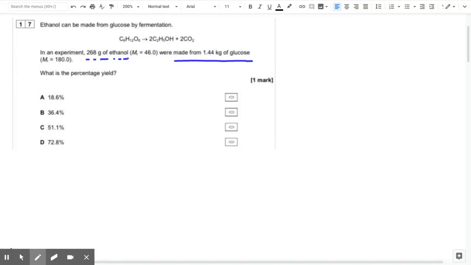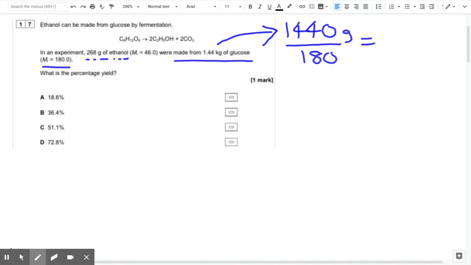So take our 1.44 kilograms. Obviously, as usual, have to convert into grams. So we know that that's 1440 grams. Need to convert that into moles. We are given the RFM of glucose, which is quite nice. So we can divide that by the RFM, which is 180. That'll give us the number of moles of glucose. That comes out as a nice round number of 8. So that's 8 moles of glucose.